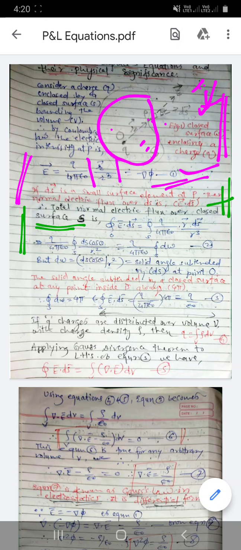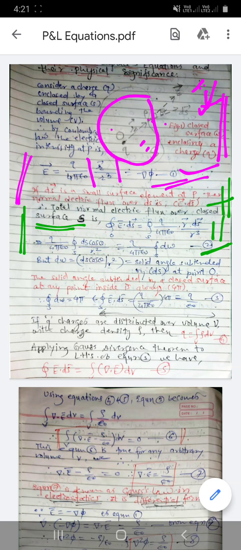It is the closed integral over the surface S of E bar dot ds bar equal to the closed integral over S of Q upon 4 pi epsilon 0 into R dot ds bar upon R cube. With a combination of these two equations, we write Q upon 4 pi epsilon 0 surface integral ds cos theta upon R square equal to Q upon 4 pi epsilon 0 into surface integral of d omega. It is our equation number 2.